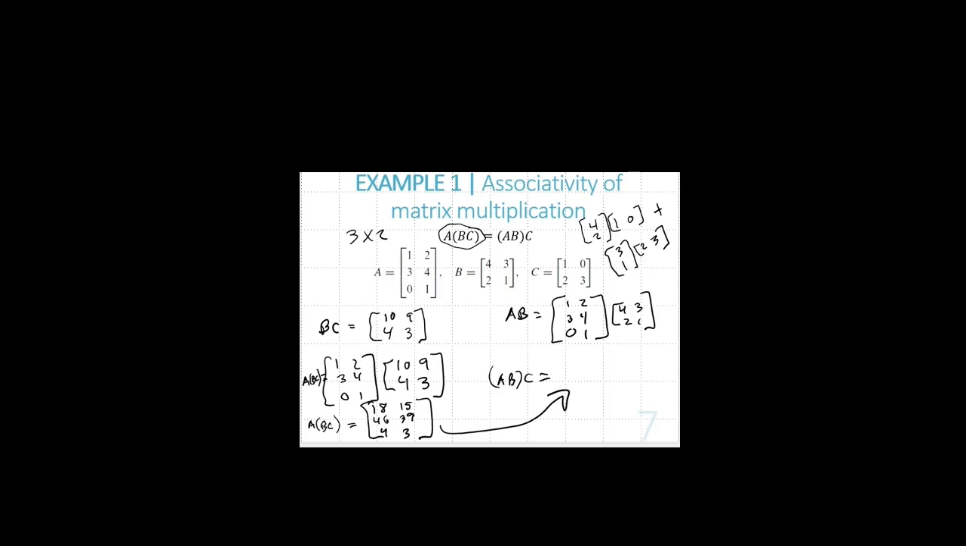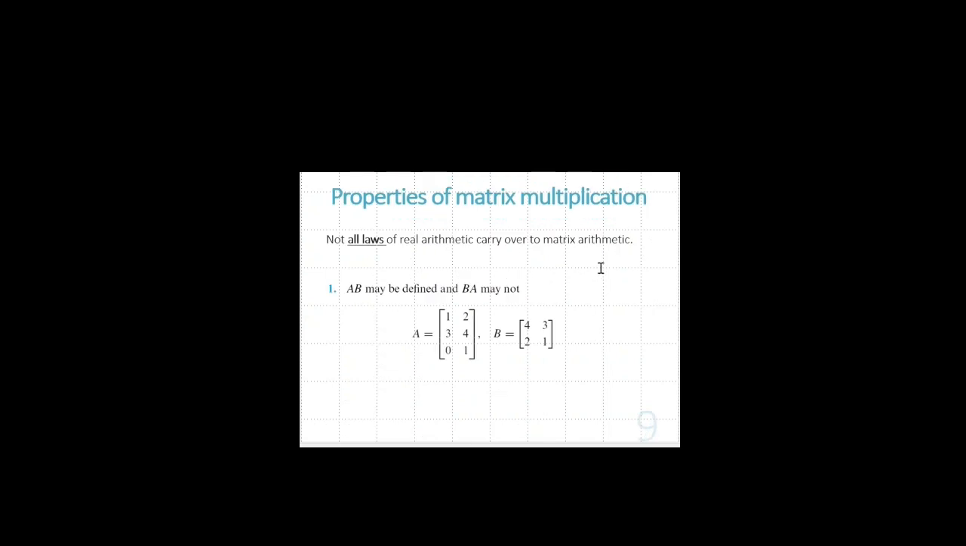So you're going to want to prove that to yourself, because what if I put variables instead of numbers in those spots as the entries? So you could have actual different letter entries instead. Okay, so then here's where I wanted you to actually look at that column of different properties, because not everything is going to hold the same as algebra. So here's one example. It says AB may be defined and BA may not.